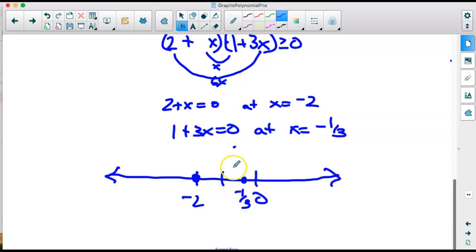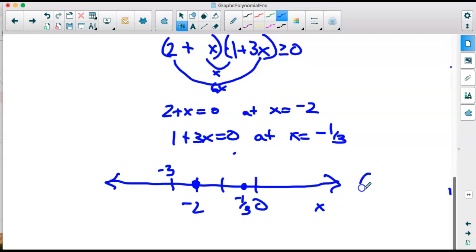Okay, so what we need to do is check in between to see what happens to the function then. So I'm going to try some other values for x that are on either side. Let's try something in this interval here, because we need to know whether it's going to be positive or negative, so that we can then determine whether it's part of the domain. So I'm just going to use negative 3 because that's definitely in this interval. I'm going to plug negative 3 into 2 plus x and 1 plus 3x. That's our function.